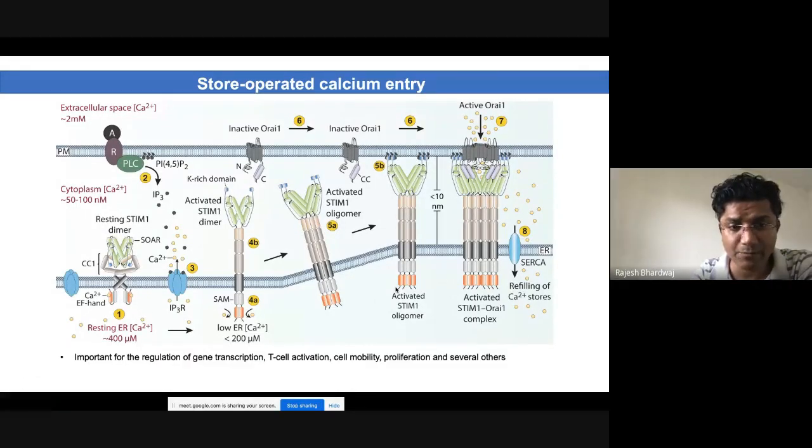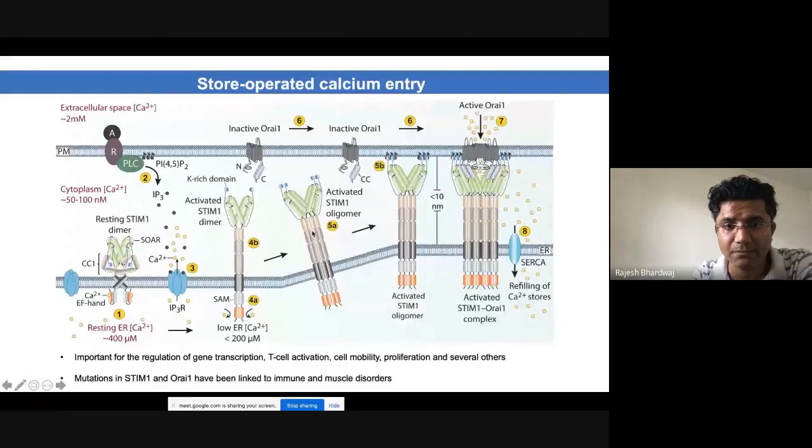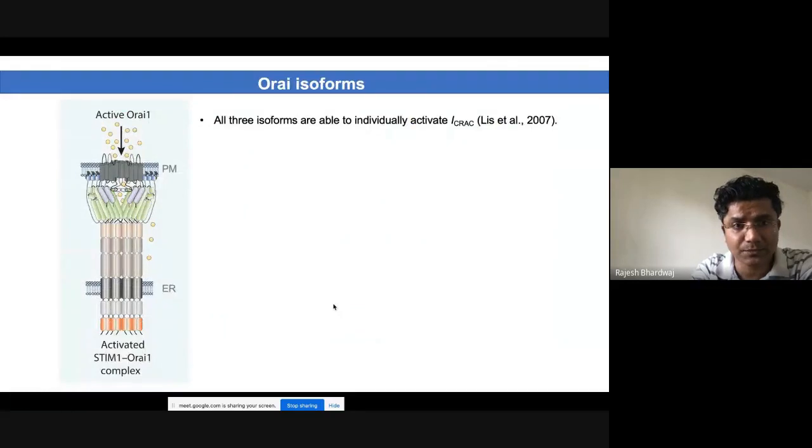This is very important for different physiological pathways, for example, for gene transcription, T cell activation, cell motility, proliferation, and various other functions. Mutations both in STIM molecules as well as in ORAI1 have been identified. Both gain of function and loss of function mutations have been linked to immune and muscle disorders, for example. So it's a very important pathway. And there exist mainly three different isoforms of ORAI: ORAI1, ORAI2, and ORAI3.